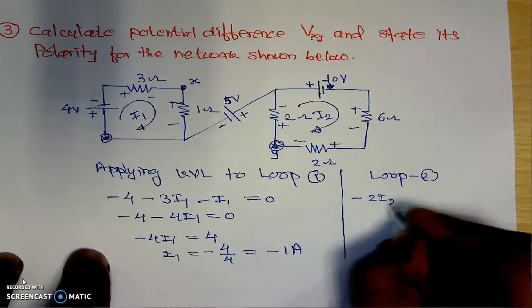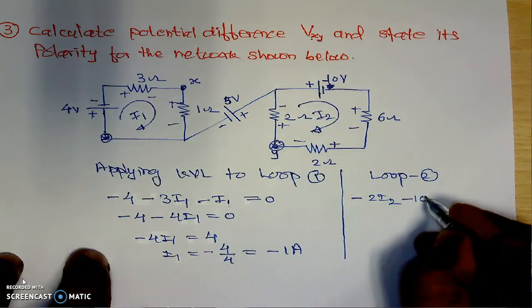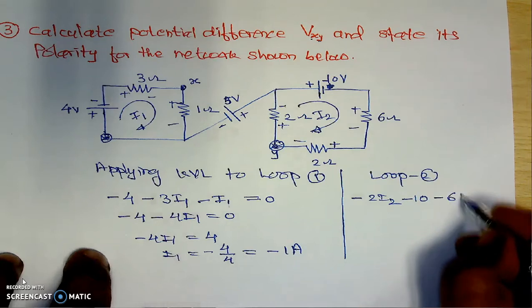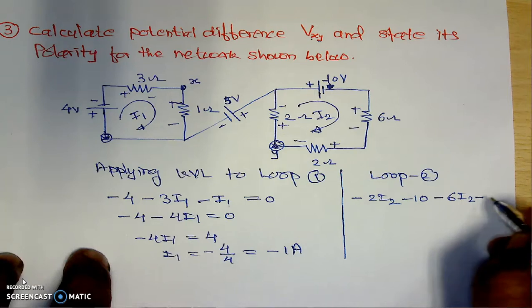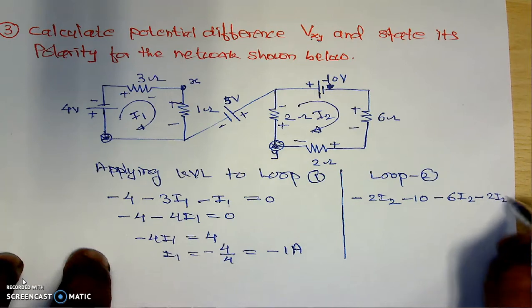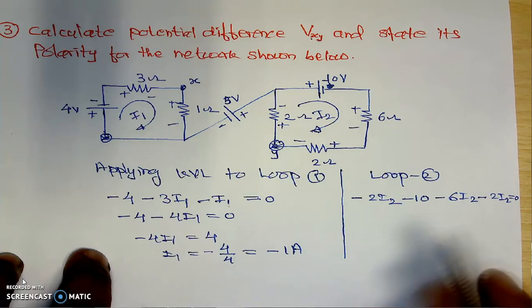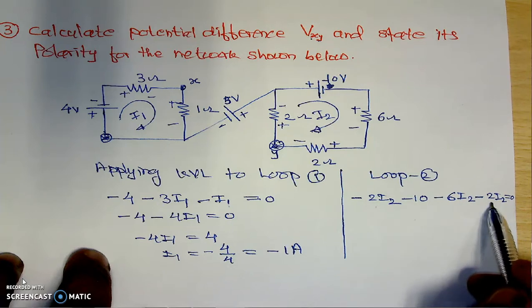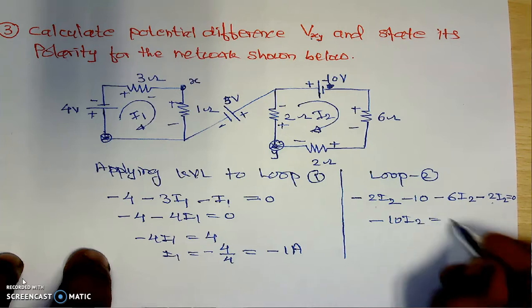Its current is I2, then positive to negative, which is minus, its voltage is 10, then positive to negative, which is minus, its resistance is 6, its current is I2, then positive to negative, which is minus again, 2 into its current I2, which is equal to 0. Now in this case, if we simplify it, 6 plus 2 is 8, plus 2 is 10. So it is minus 10 I2 which is equal to 10.